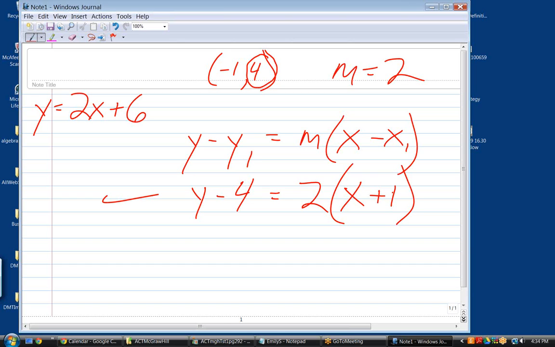Now, if the question said, give me the equation in slope-intercept format, then I have to go ahead and solve this for y. But notice I get the same thing. If I distribute that and then add 4 to both sides, I get 2x plus 6. So 2x plus 6 is correct, but this is also correct. In other words, that is the equation. Unless they specified that they wanted it in slope-intercept format, this would be perfectly acceptable and considerably quicker than having to solve for b.